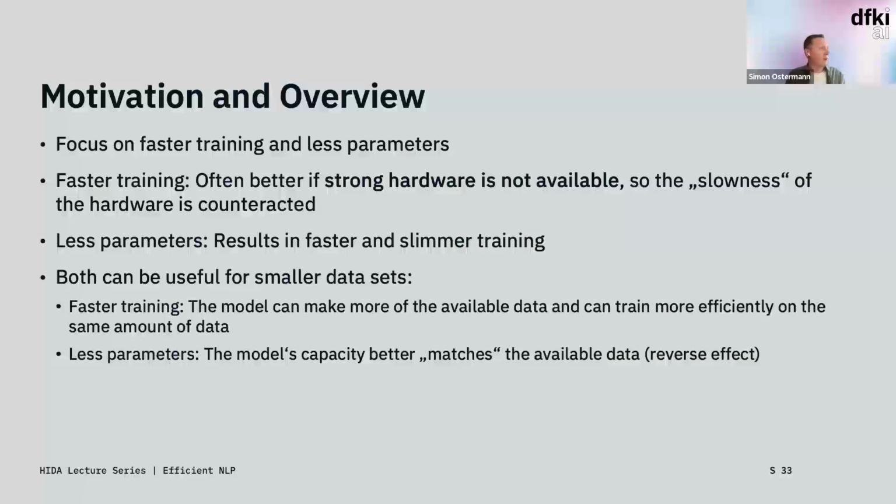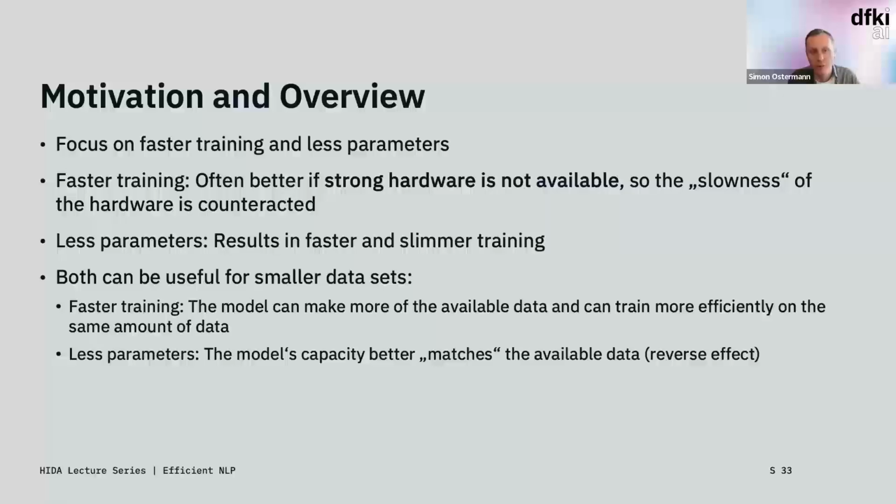Of course, faster training is often better if strong hardware is not available, because the slowness of the hardware is counteracted. If my training is very efficient and I don't need as much time, it's not as critical if one epoch of training takes longer, for example, because my hardware is weak. So I can counteract the slowness of the hardware with a faster training approach.